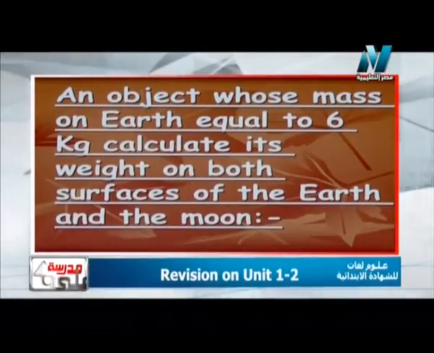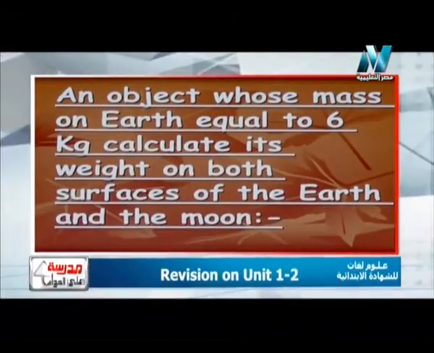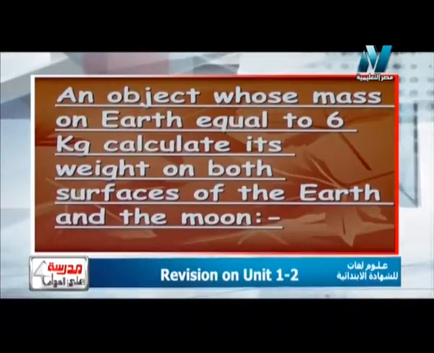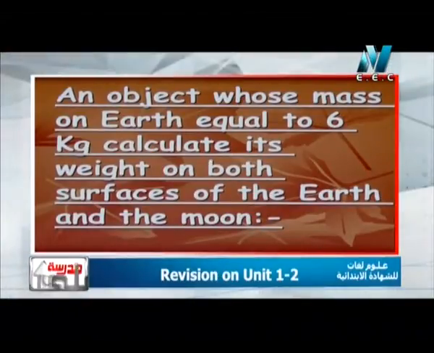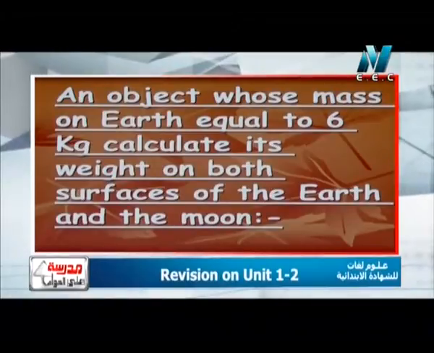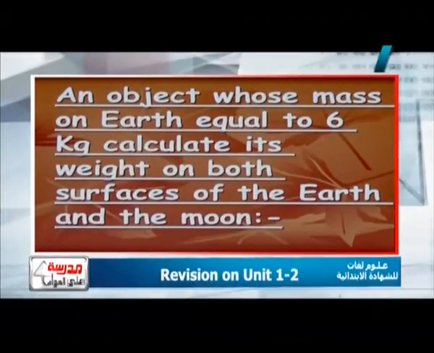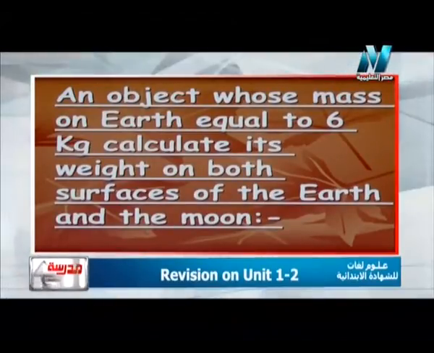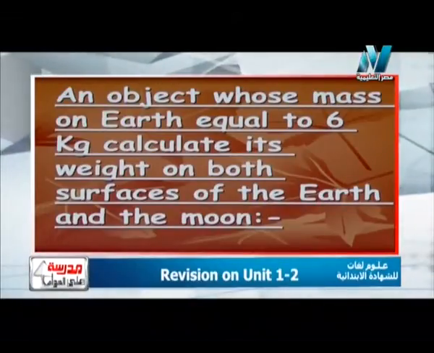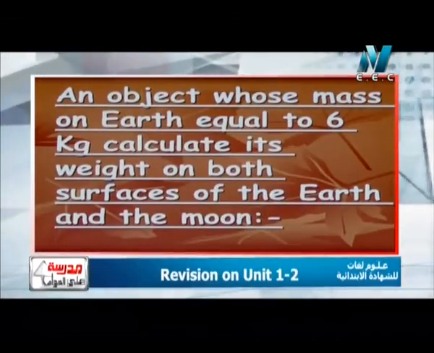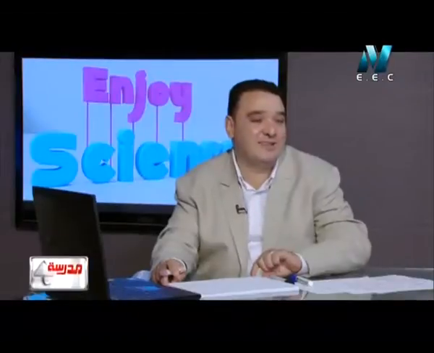Okay? So the question says that an object whose mass on Earth equals 6 kilograms. Calculate the weight on both the surface of the Earth and on the Moon. Before I answer this question, I remind you of the two secret triangles or two secret laws, as we call them, to answer the problem of mass and weight. We have two rules.